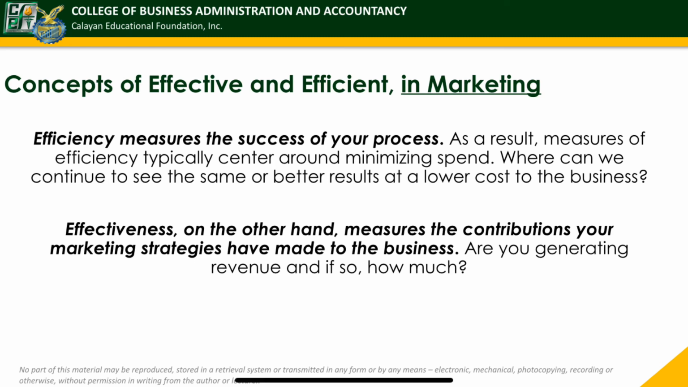In the concept of marketing, efficiency measures the success of your process. It is typically focused on minimizing spend. And effectiveness measures the contributions your marketing strategies have made to the business, or in short, it should answer the question: are you getting revenue? And if so, how much? If these two are properly executed throughout the system of operation, we can guarantee the quality.